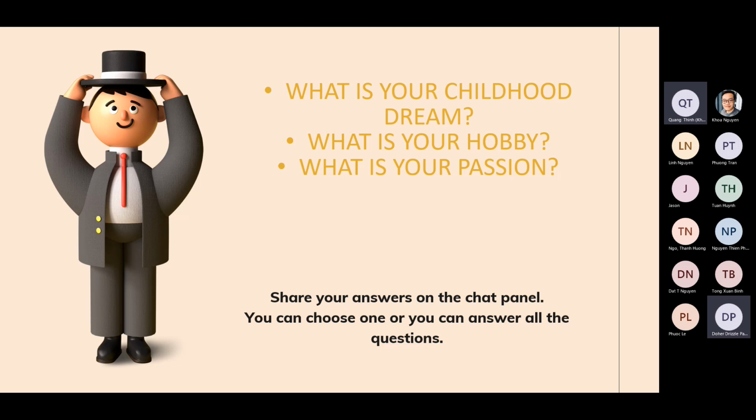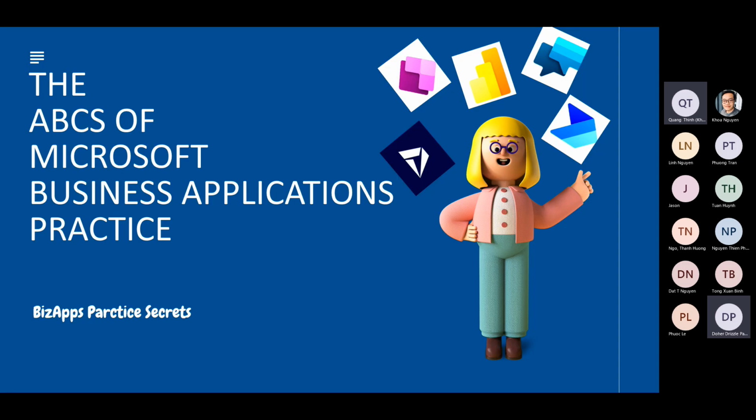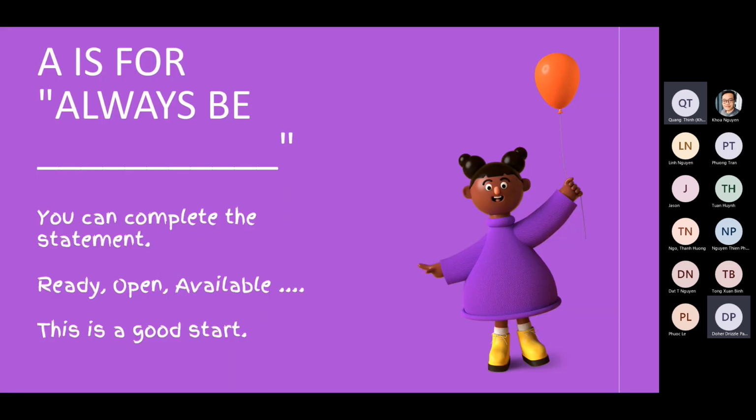All right. So now I'll be moving to, are you ready to know our secret on how we can achieve our dreams, your goals, or your visions? So let's get it started. It's the ABCs of Microsoft Business Applications Practice. So A is for always be. I will ask you to complete this statement. These words will be important as you set your mindset.